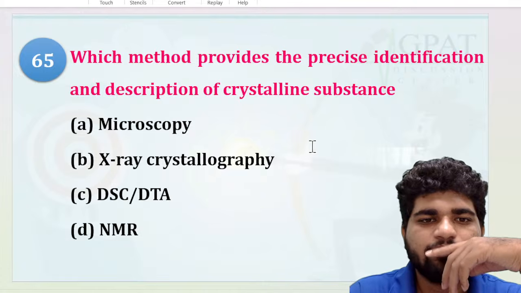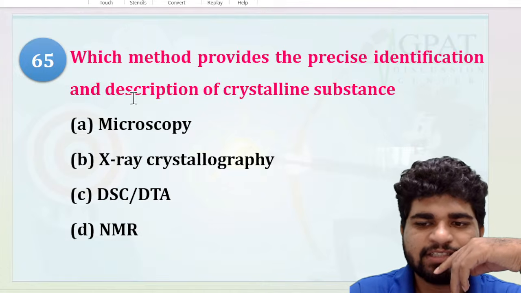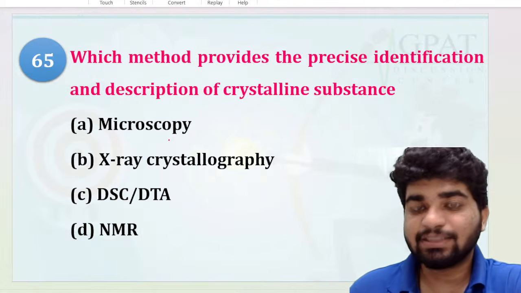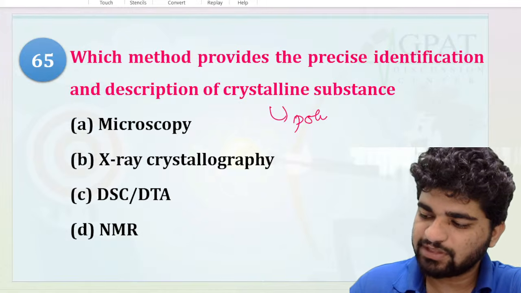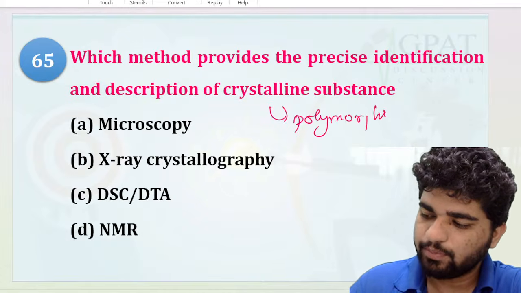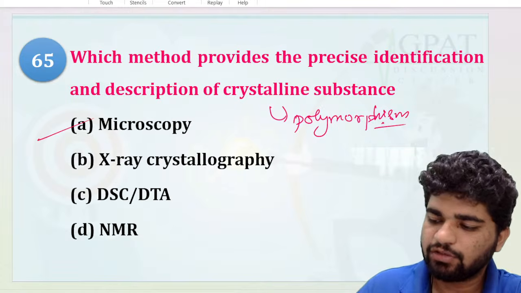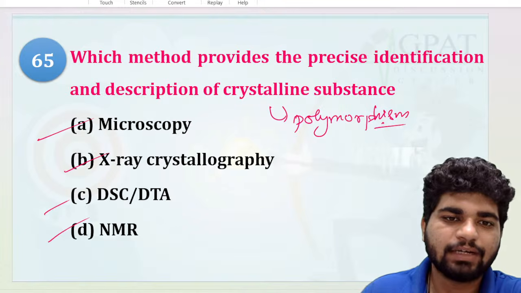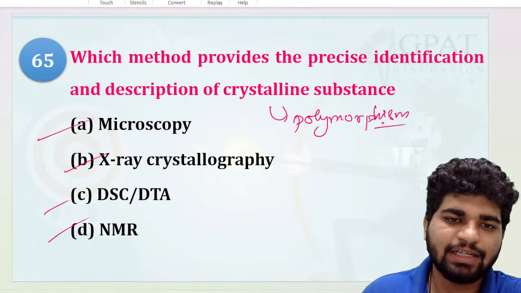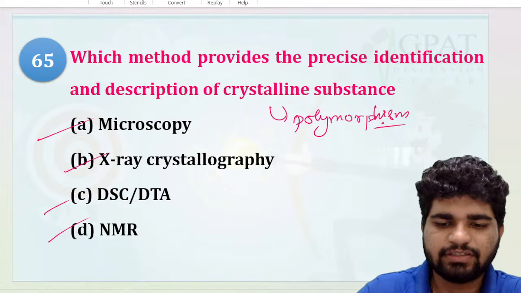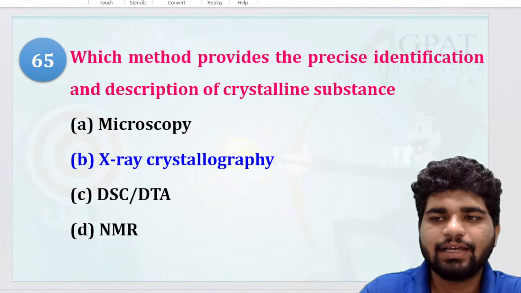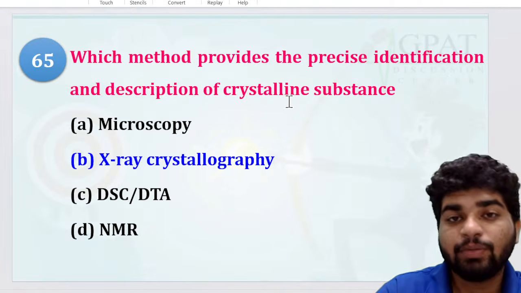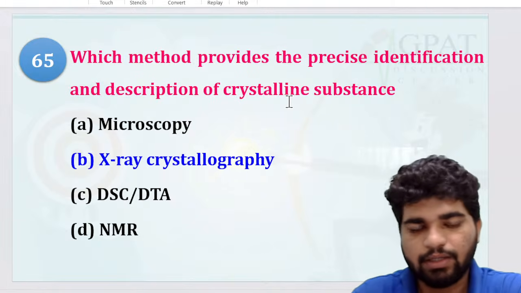So, which method provides the precise identification and description of crystalline substances? Crystalline substances would be showing polymorphism as well. So the options are microscopy, X-ray crystallography, DSC, DTA, or NMR. Obviously, that would be your X-ray crystallography, which gives the description of crystalline substances, which would be polymorphic in character as well, right?